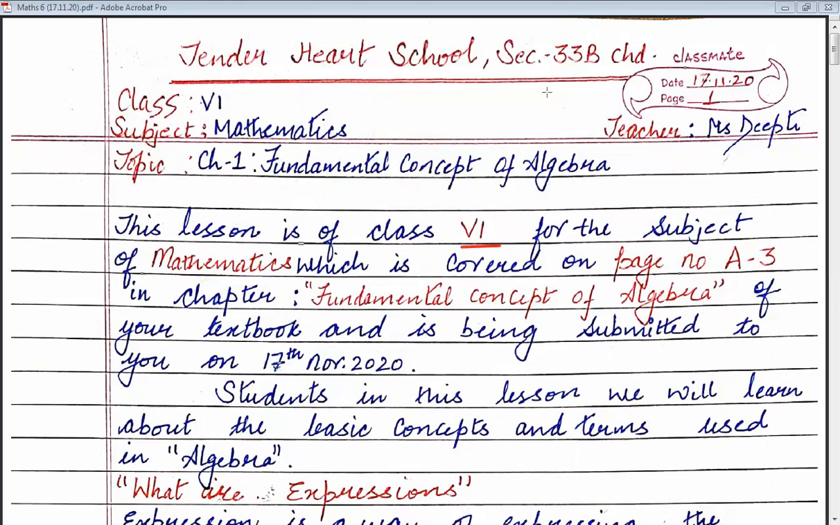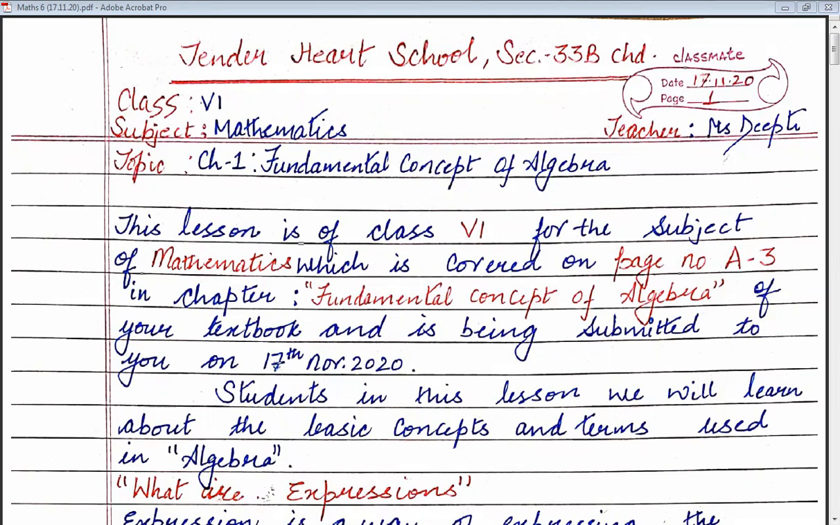Students, in this lesson, we will learn about the basic concepts and terms used in algebra. I hope everyone is ready for today's lesson. So, students, let us start.